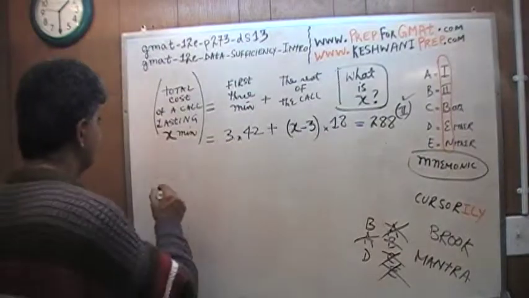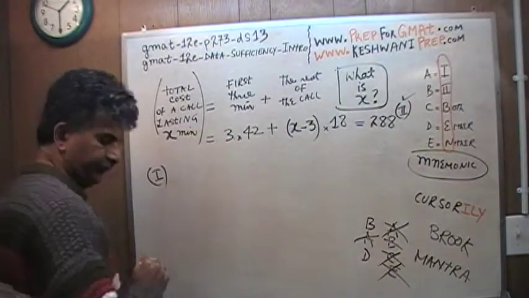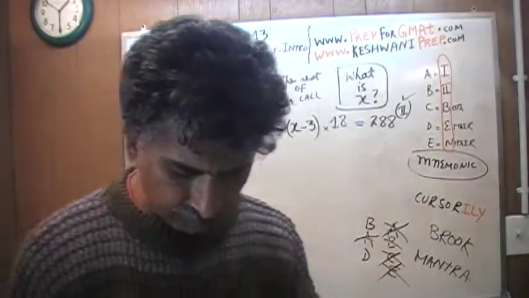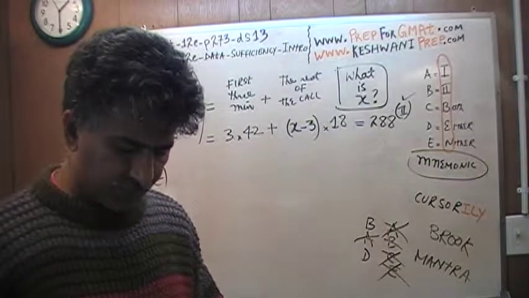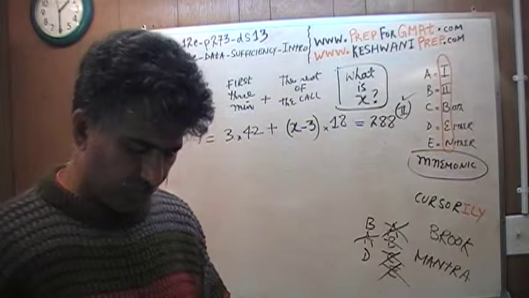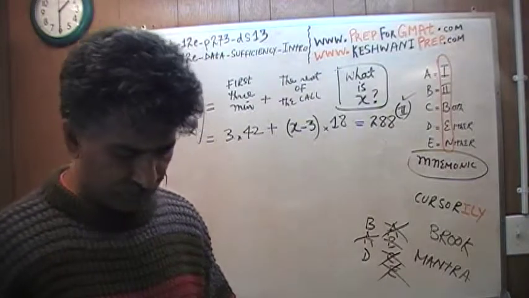Let's look at the first statement now. The first statement is a little tricky. You have to slow down and make sure you understand it. It says the charge for the first 3 minutes of the call was 36 cents less than the charge for the remainder of the call.